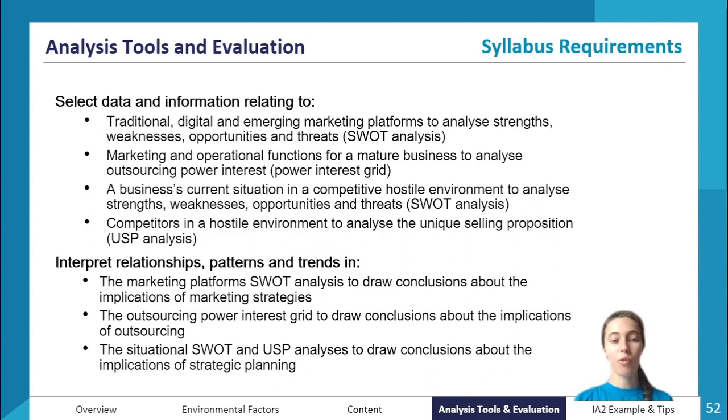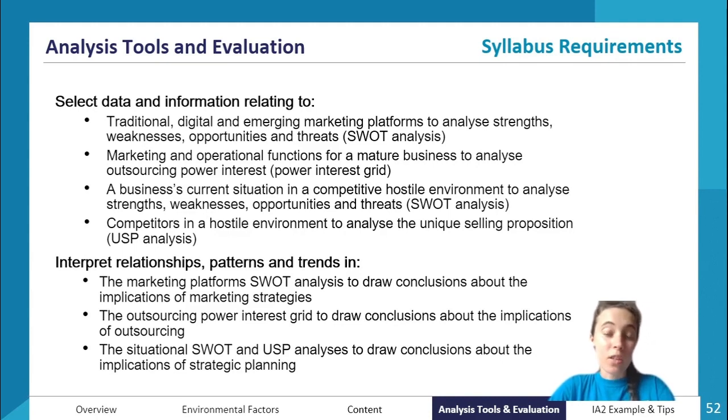In terms of the syllabus, it says that you need to be able to select data and information relating to traditional, digital, and emerging marketing platforms to analyze the strengths, weaknesses, opportunities, and threats. So that's a SWOT analysis aspect. You need to be looking at marketing and operational functions for a mature business to analyze outsourcing power interest. So that's our power interest grid. And I mentioned earlier about how you've got this idea of control when it comes to outsourcing. And the power interest grid allows you to look at the power and the interest of different stakeholders.